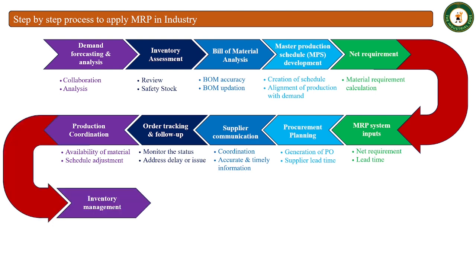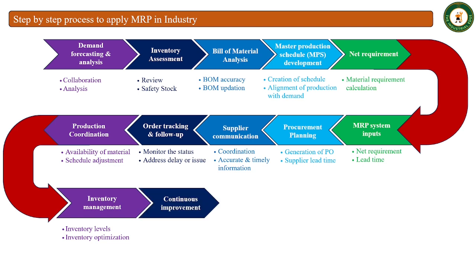11th step, inventory management. Regularly review inventory levels to prevent understocking, overstocking, or stockout. Implement inventory optimization techniques to minimize carrying cost while meeting demand. 12th step, continuous improvement. Analyze MRP performance and accuracy, identifying areas for improvement. Implement process enhancements to streamline operations and enhance efficiency.